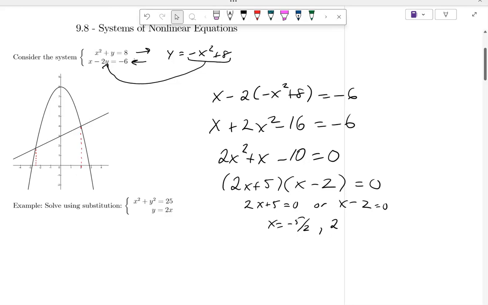Plug in the x values into either of the equations. I'm going to use this one because I already have it solved for y, don't I? All right. So if x equals negative 5 halves, you would have y equals the negative of negative 5 halves squared plus 8.